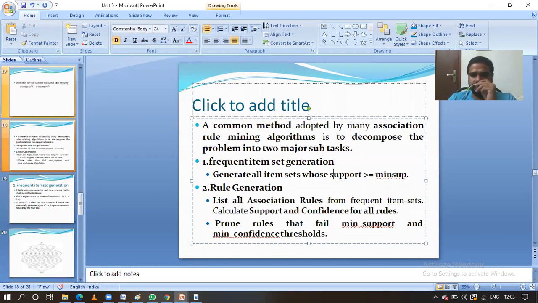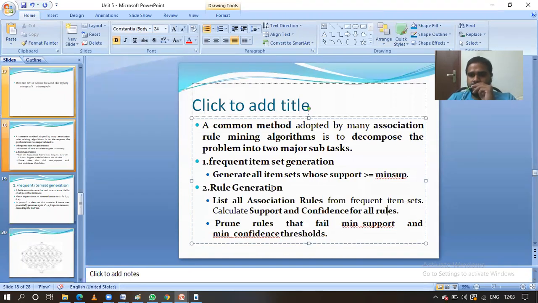And for the next one, coming to rule generation, we calculate the support and confidence for all the rules that are generated from the frequent itemsets. Here we are going to reduce the overall work by applying the pruning method. In the pruning method we apply the minimum support and minimum confidence threshold values, and we remove the rules below them, guys.